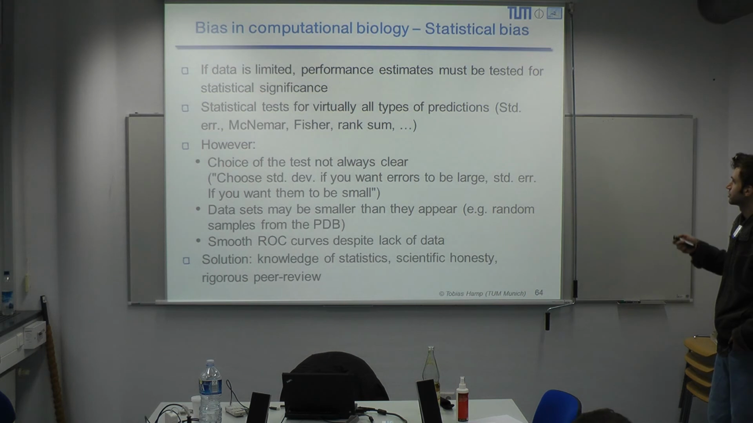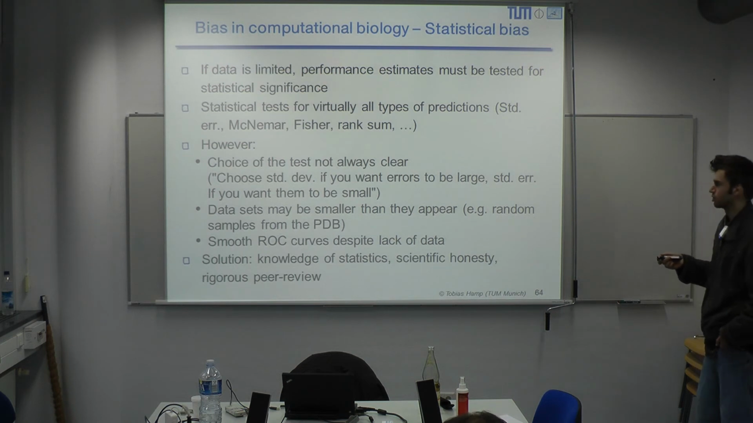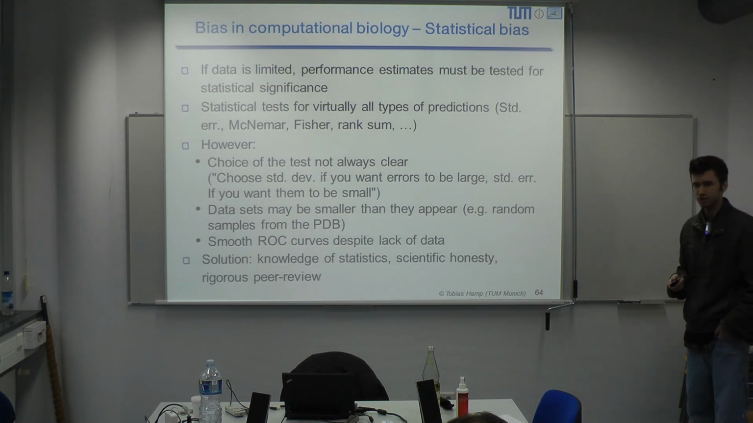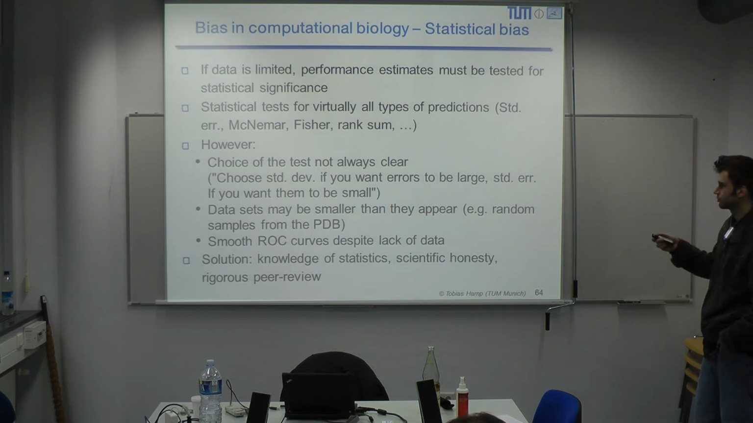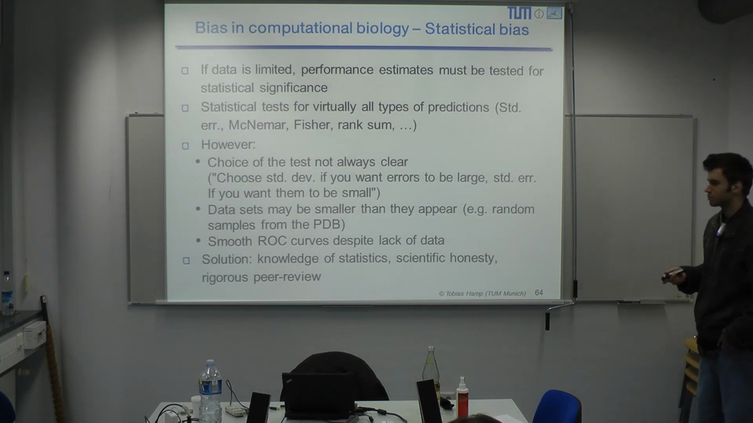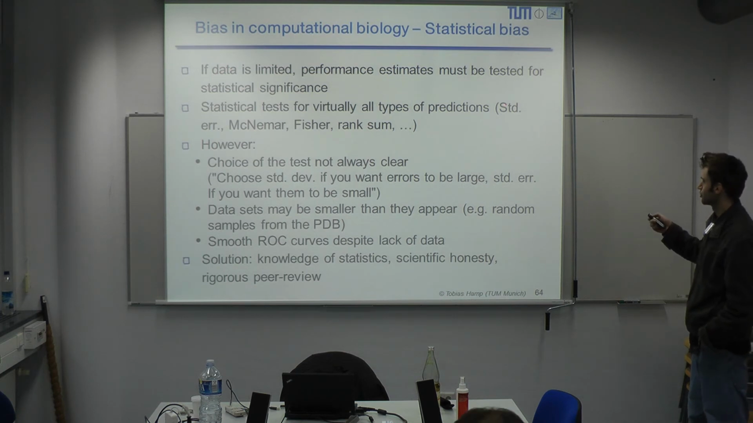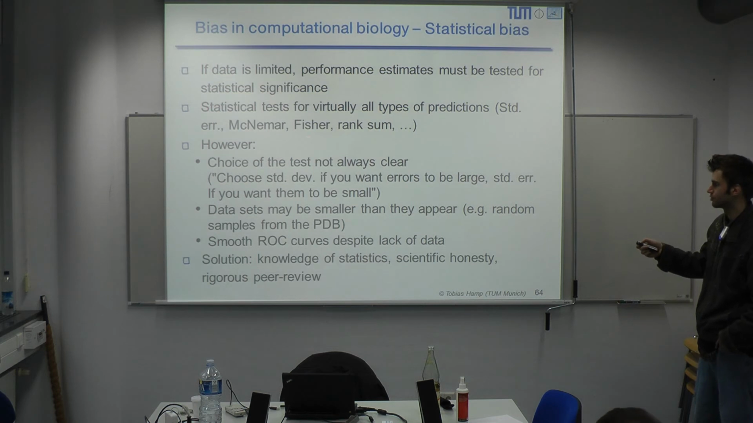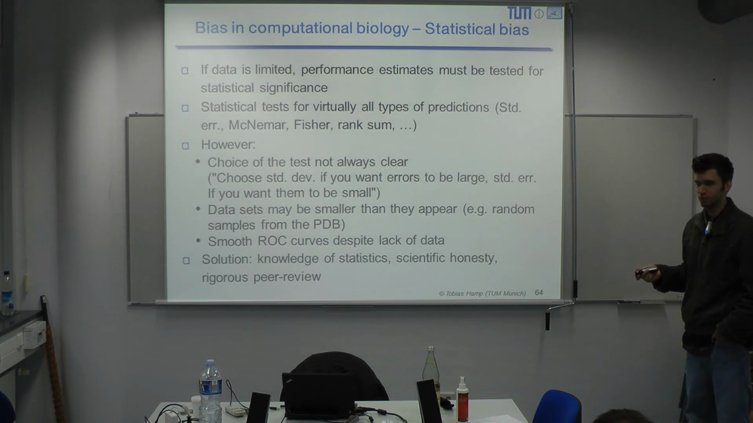Another type of bias, I call it statistical bias. It's not a good term, but I couldn't find anything better. Oftentimes you will work with only very limited amounts of data, so, as you've already discussed earlier, you need some sort of statistical test of how large the chances are that you got your results randomly. You can use for that standard error, McNemar test, Fisher test, rank sum tests, various types of rank sum tests. They are available for all types of predictions.